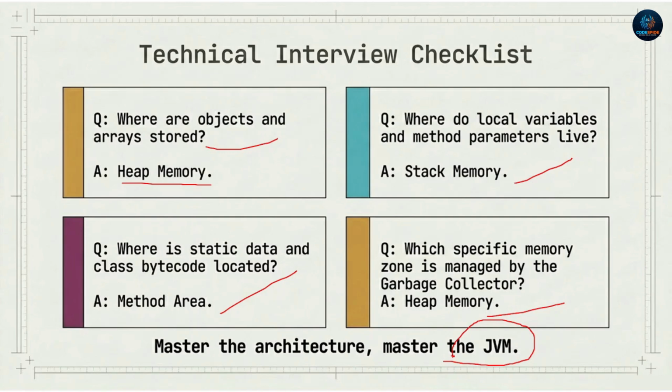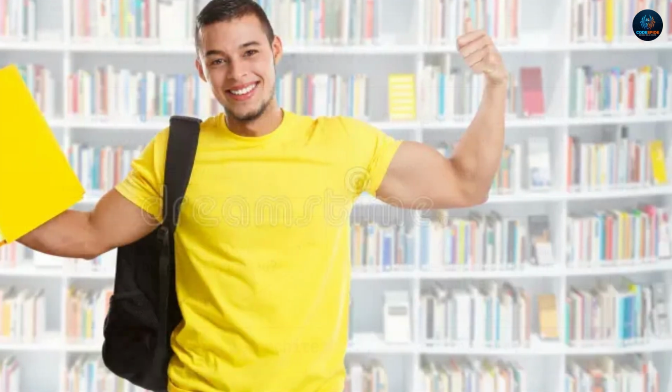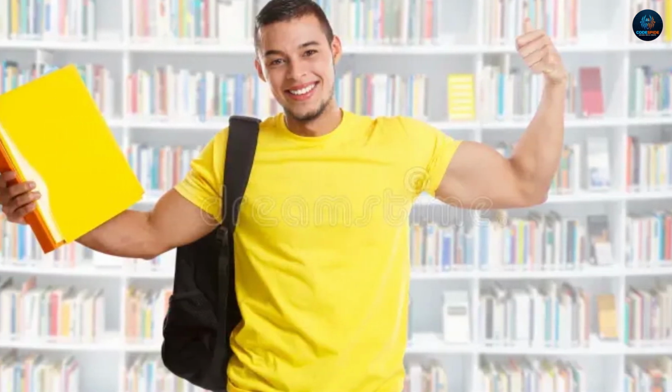Stack memory stores local variables and method calls, heap memory stores objects and arrays, and method area stores class information and static data. If you understand these three memory areas, Java becomes much easier to learn and many interview questions become simple.